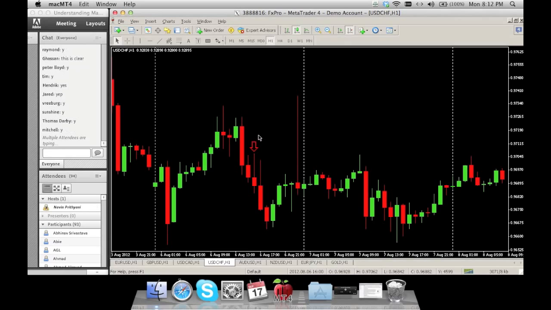Now, is there a trend? Yes, there's a downtrend happening. Okay. Next thing, the reason why we say there's a downtrend is because there's a high, then a lower high. There's a low, then a lower low. Okay, and then the next candle opens up. We also had a lower low.